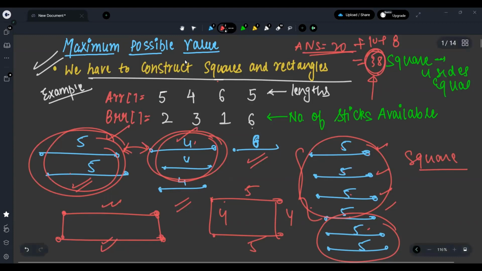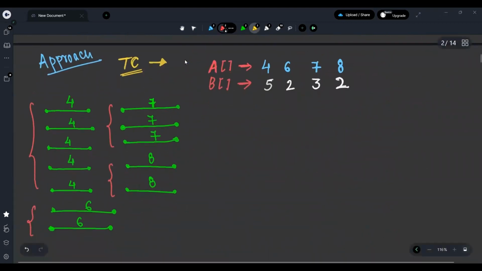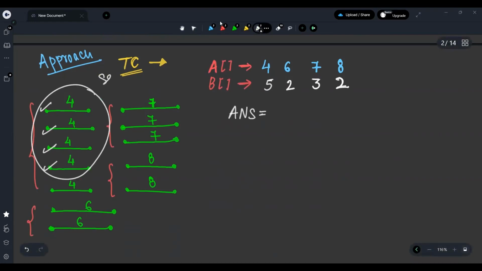So this is the question. Now let's discuss how we approach it. Let's say I have been given a test case like this: 5 sticks of length 4, 2 sticks of length 6, 3 sticks of length 7, and 2 sticks of length 8. As I already told, I will take the length 4 sticks and make a square: 4, 4, 4, 4. So the answer will be 16 currently.